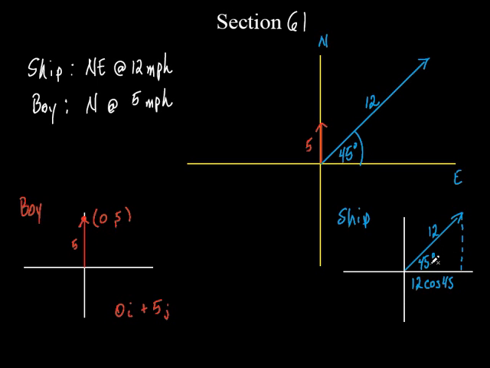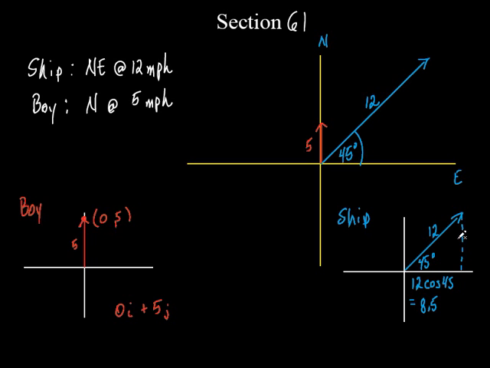You could have gone: the cosine of 45 equals adjacent over hypotenuse, x over 12, and then multiply both sides by 12. So x is going to be 12 times the cosine of 45, right? And we can put that into a calculator, and that comes to approximately 8.5. We'll just use decimals with this.